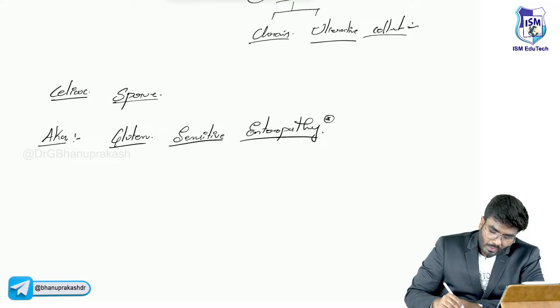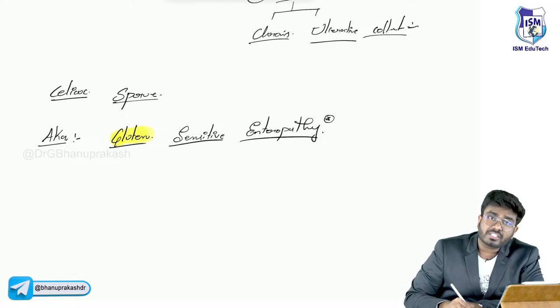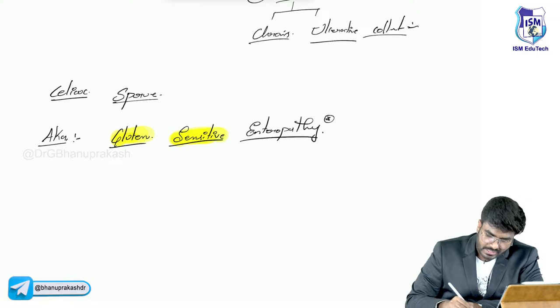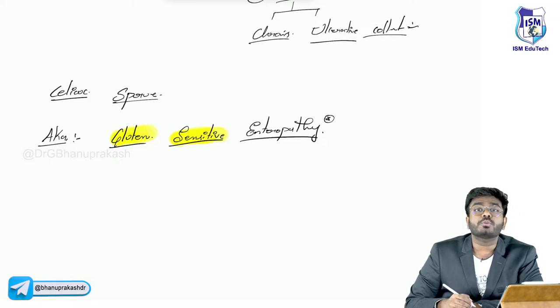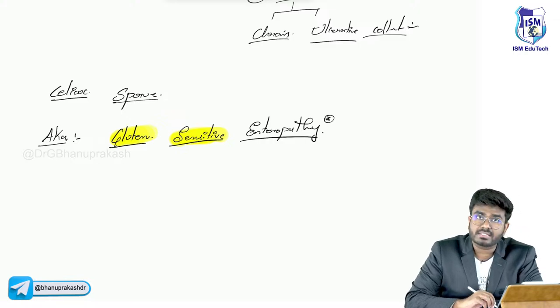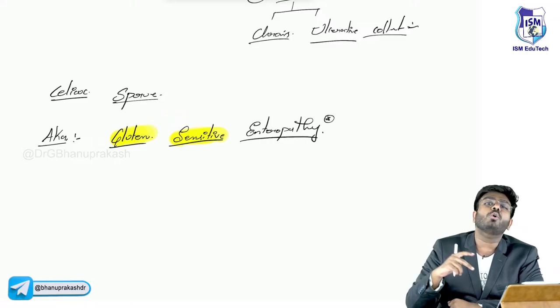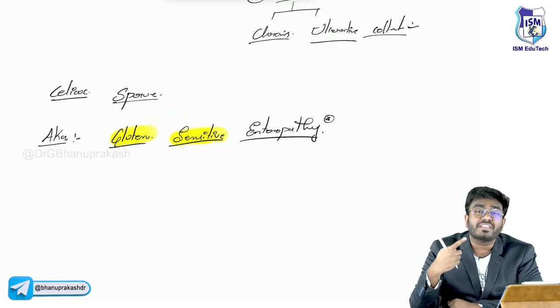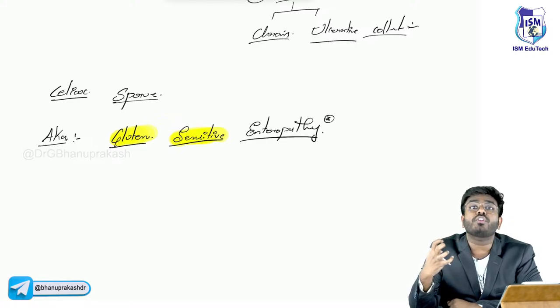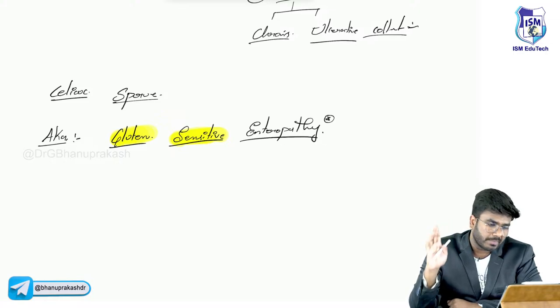Now, why exactly the word gluten-sensitive enteropathy? I have explained to you. These persons are sensitive to this gluten. They will produce antibodies against this gluten. The antibodies not only attack the gluten, but they also cause inflammation in the intestines, leading to atrophy of the villi. Whenever the villi are not there, proper absorption of substances is not going to happen. That will lead to malabsorption.